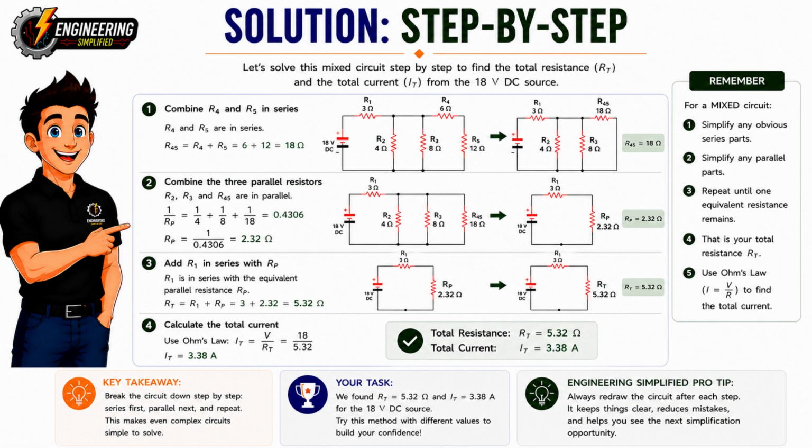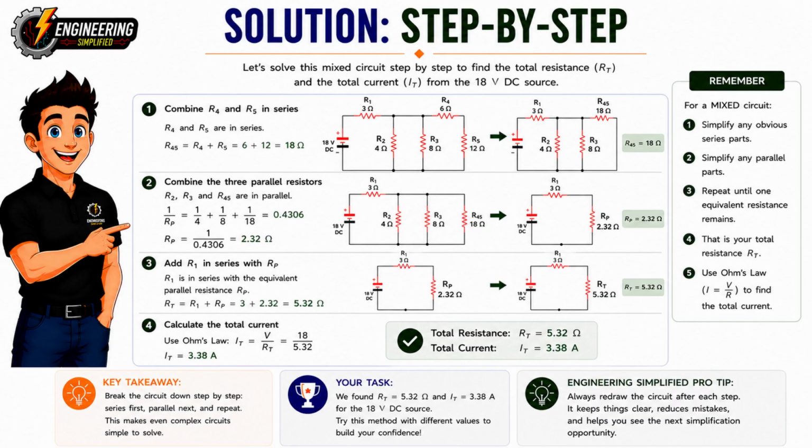Let's work through the solution together using exactly the same method we've been using throughout this course. Step 1 is to simplify the obvious series section. R4 and R5 are connected end-to-end, so we add them together. R45 equals 6 ohms plus 12 ohms, which gives us 18 ohms. Now redraw the circuit with R45 replacing R4 and R5.